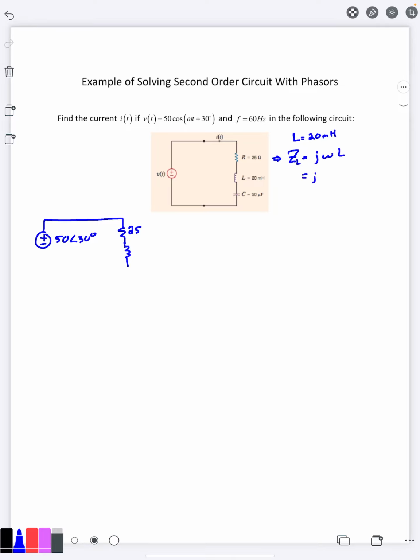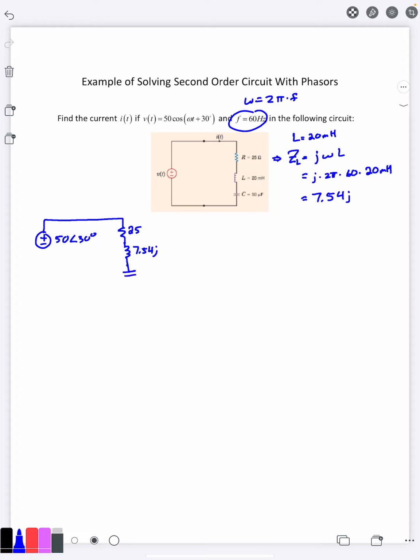Now I do want to point out, they didn't actually tell us omega in this problem. They told us the frequency, and omega is the angular frequency. It's 2 pi times f. So we'd have 2 pi times frequency, 60 hertz, times the inductance, 20 millihenries. And if we multiply all this together, we're going to approximate it with a decimal. So 2 pi times 60 times 0.02, and we are going to get 7.54 j. So that is the impedance right there for the inductor.